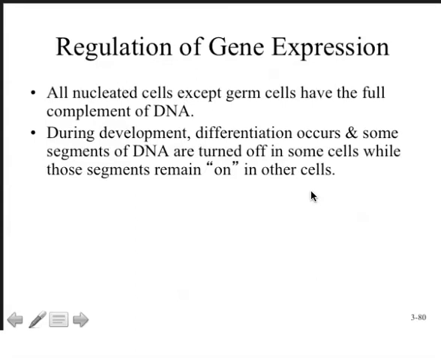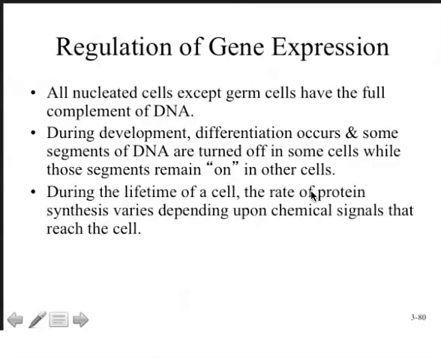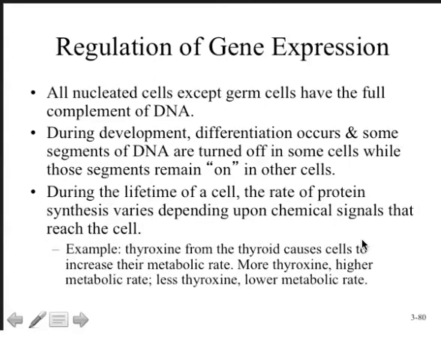During the lifetime of the cell, the rate of protein synthesis will vary depending on chemical signals that reach that cell. As an example, thyroxine from the thyroid gland, which is a butterfly-shaped gland right in front of your neck, can cause cells to increase their metabolic rate. That's essentially the rate at which they convert macronutrients into readily available fuel in the form of ATP. It also accelerates the amount of heat that's produced. The more thyroxine, the higher the metabolic rate. The less thyroxine, the lower the metabolic rate.